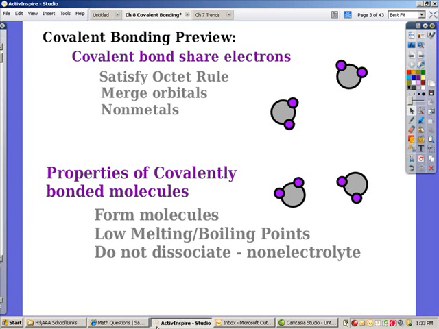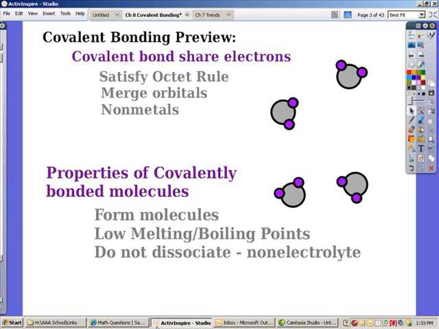Okay, so let's begin. Covalent bonding. We said before that in a covalent bond, the atoms share electrons in order to satisfy the Octet Rule. The orbitals of one atom merge with an orbital of another atom, and merging is a word that we mean there were two sort of blend together to become one. So between the two atoms, a single orbital is formed.